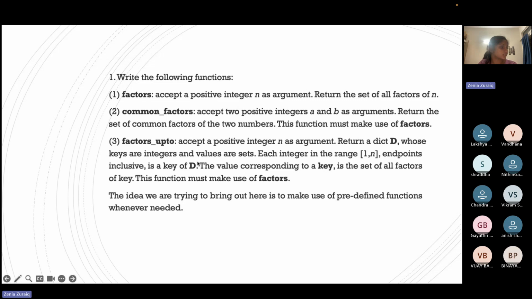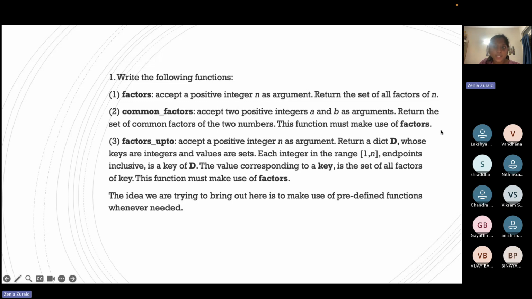They want you to write three functions. The first is factors, which accepts a positive number as argument and returns the set of all factors of n. You know what factors are. Factors of 4 are 1, 2, and 4, for example: what a number is divisible by. Common factors accepts two integers, a and b, and returns the set of common factors of the two numbers.